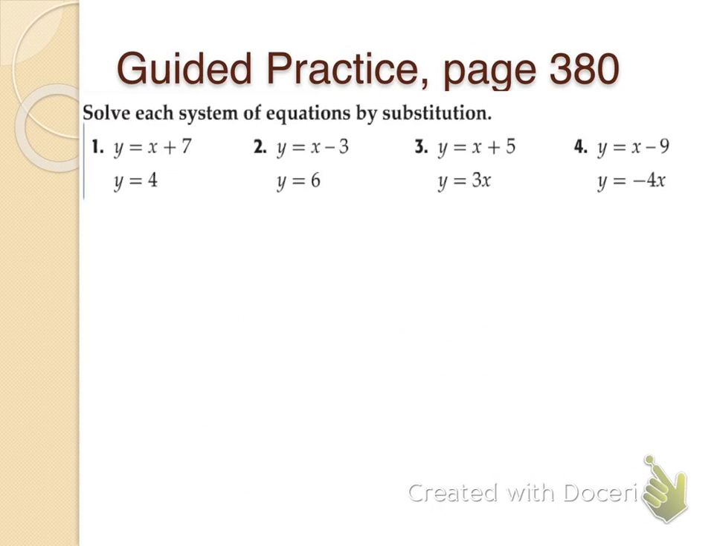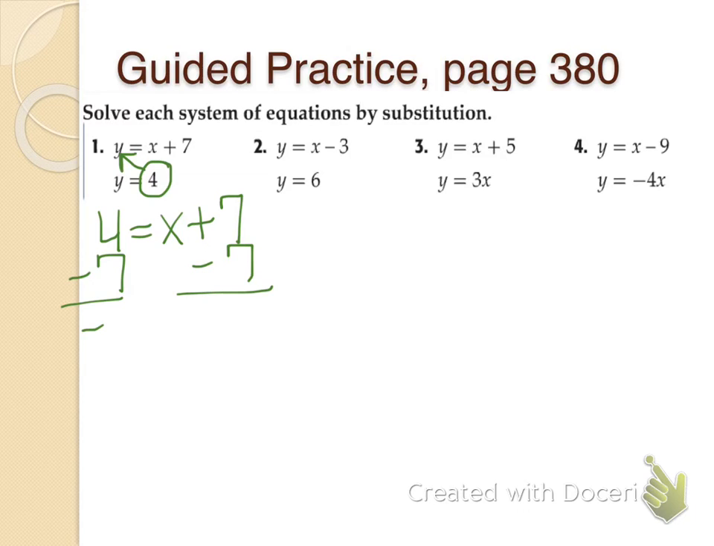All right, next problem. Looking at this, I want to fill in this 4 in the place of y. So 4 equals x plus 7. Subtracting 7 on both sides, negative 3 equals x. Okay, now in this case, I don't have to solve for y. They told me that y equals 4. So my solution is (negative 3, 4). Again, make sure x is first.